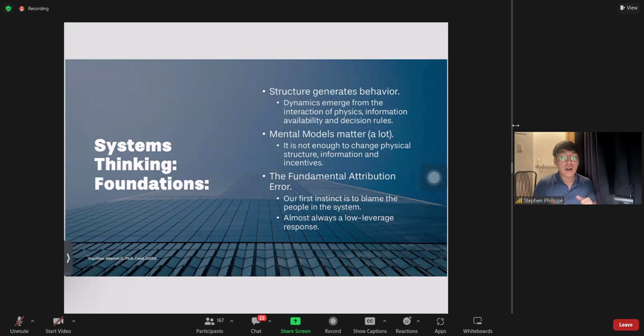So our first instinct is to blame the people in the system, almost always for a low average response. Of course, it's really true. We blame the teachers, we blame the classroom, we blame the parents. Who else to blame? This is the fundamental attribution error that we always make.